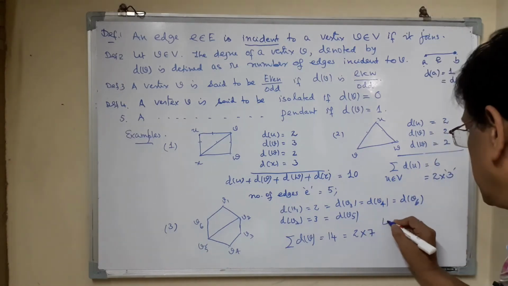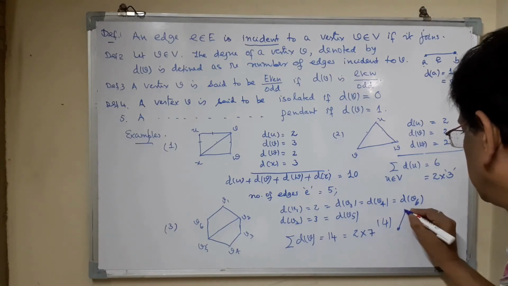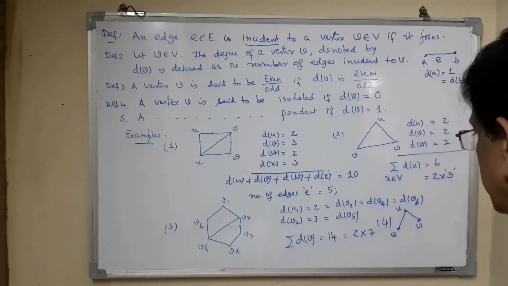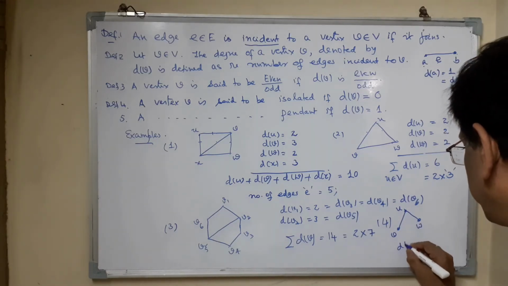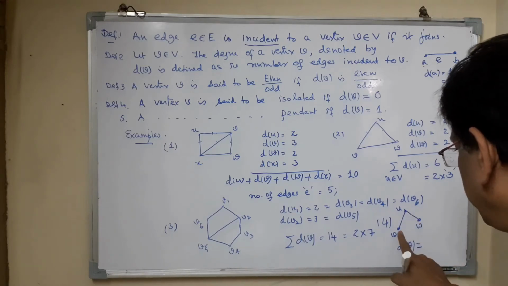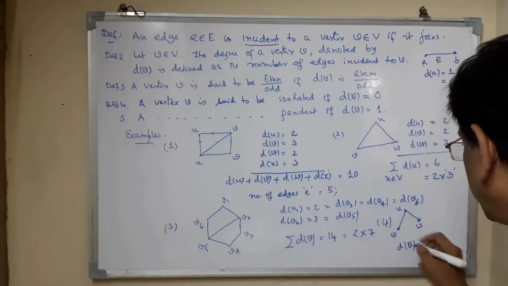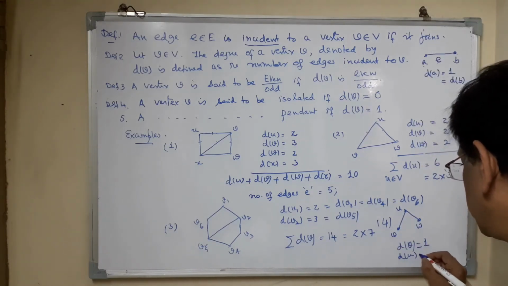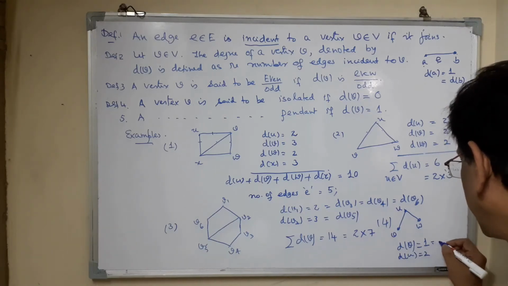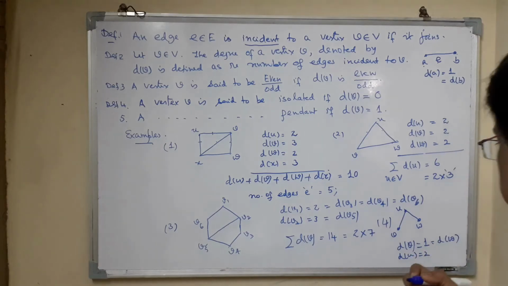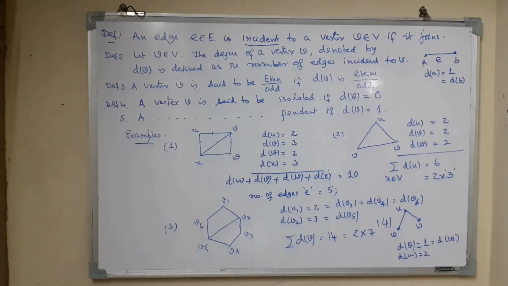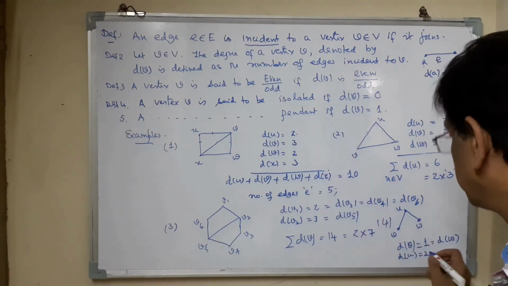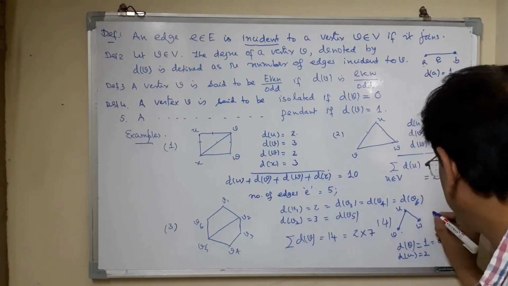Let us see an example. Call this U, V and W. What is the degree of V? There is only one edge which is incident to V. What about the degree of U? 2. What about the degree of W? 1. So if you look at this, V and W are pendant vertices because their degree is 1.